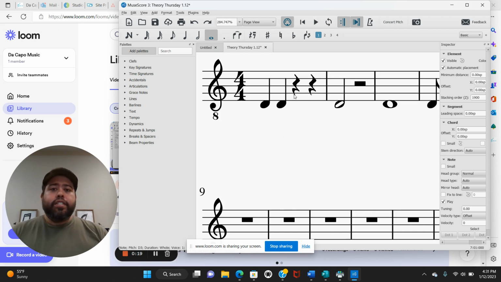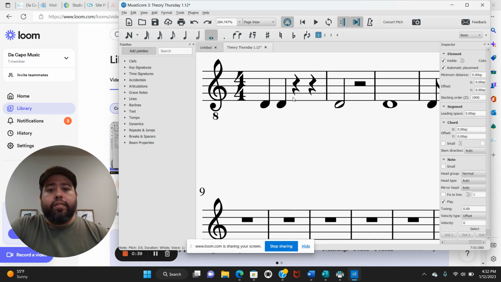So music in general is composed of sound and silence. And silence plays a key role in composing music. To represent that, we have symbols called rests. So rests.